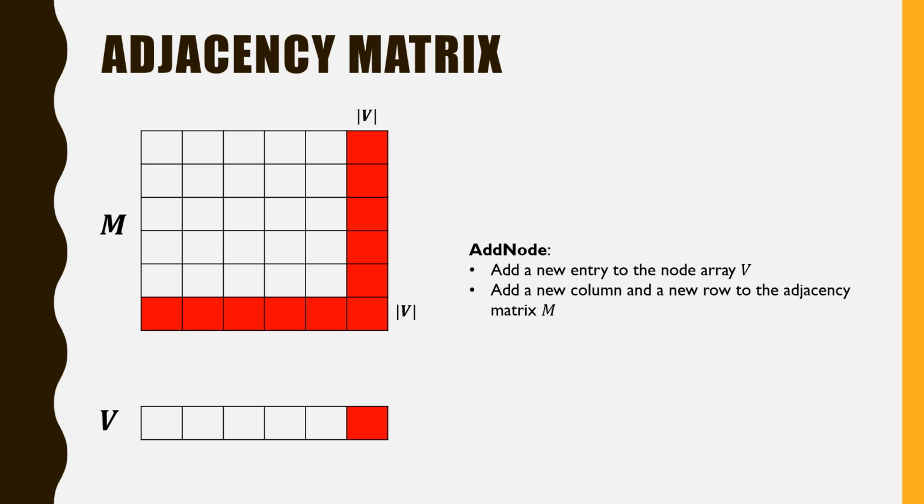We also need to allocate a new row and column in the adjacency matrix M to store edges related to the new node. The newly allocated space is highlighted in red in the node array and adjacency matrix, indicating that these operations take immediate effect.